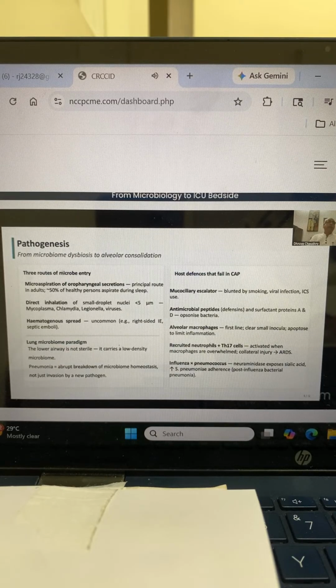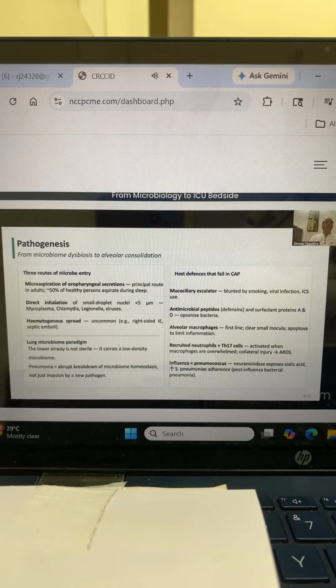Before we move further, we need to know the pathogenesis. What is very interesting today is this word, which you will use more and more in future: microbiome dysbiosis to alveolar consolidation. I think that's very, very fundamental.